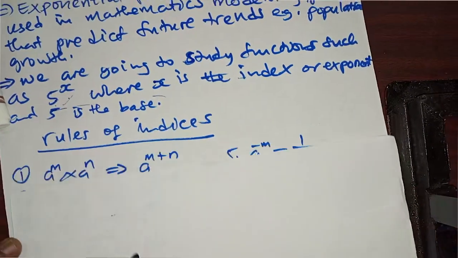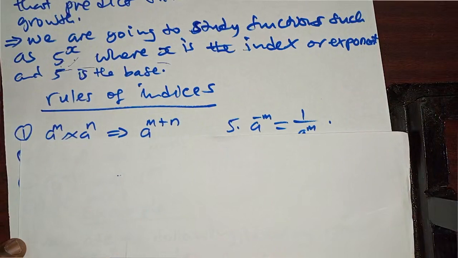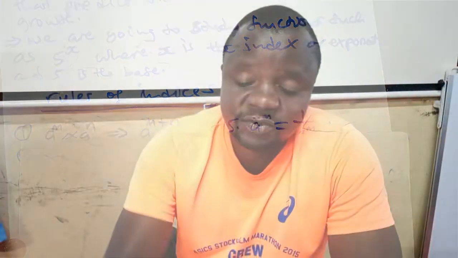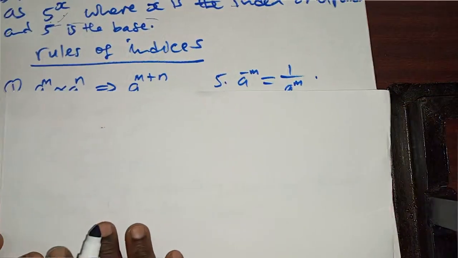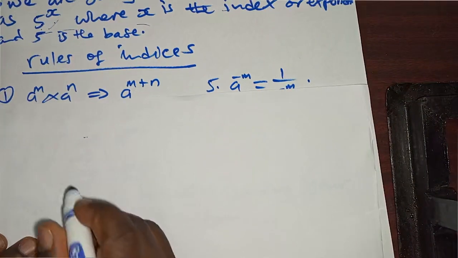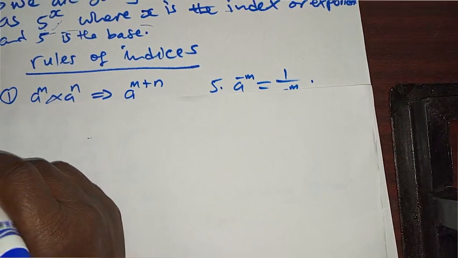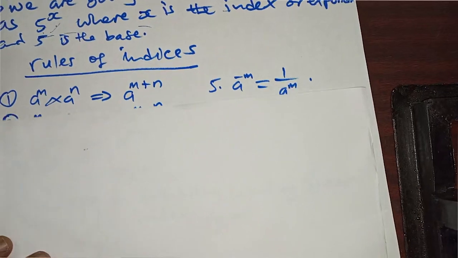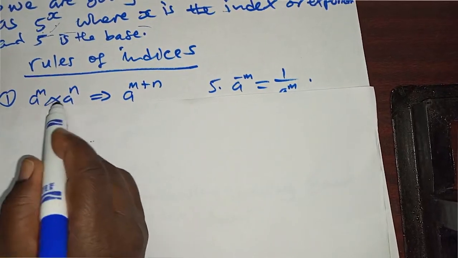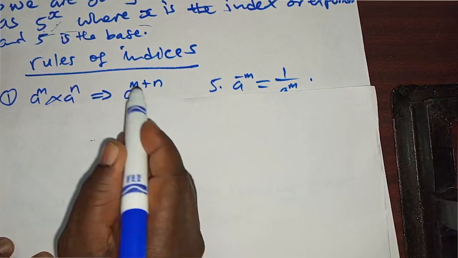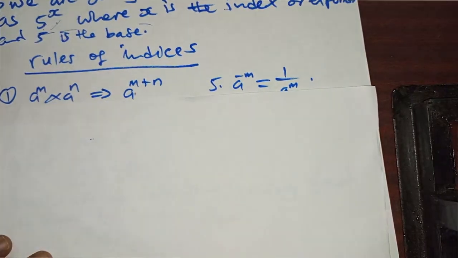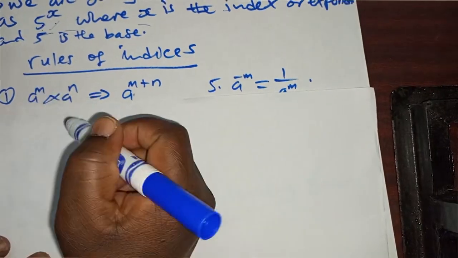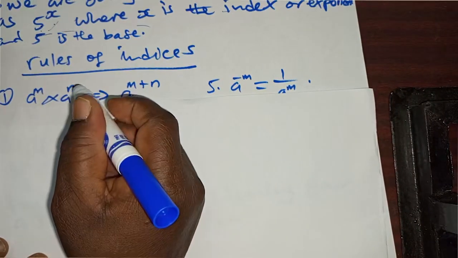Now let us look at some of the rules, or sometimes we take them as the laws of indices. These laws of indices will help us to simplify the exponential equations that we are going to solve. The first rule says that when we are multiplying indices of the same base, then we add the powers. Indeed, a to the power m multiplied by a to the power n equals a to the power m plus n. This shows that a is the base and m is the exponent, or sometimes we call it the power.